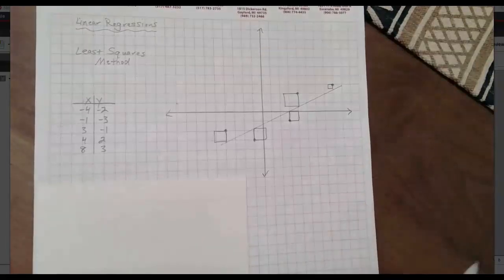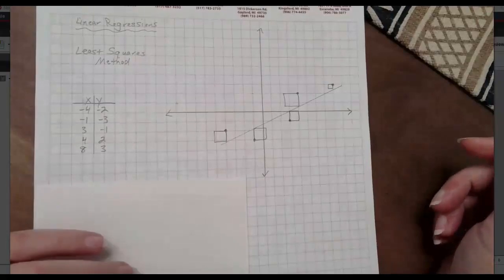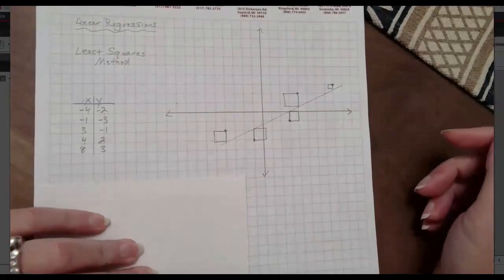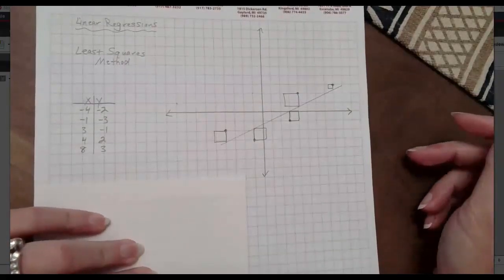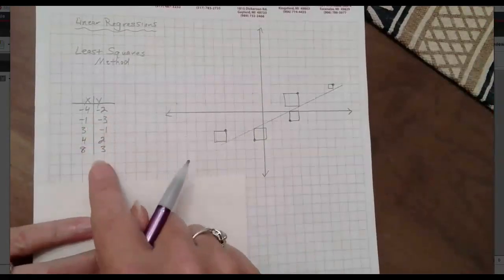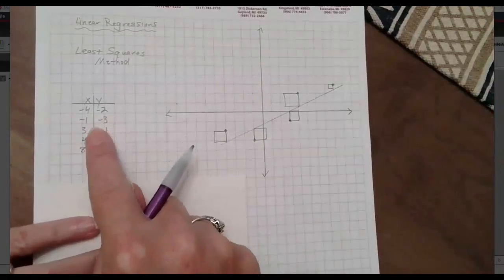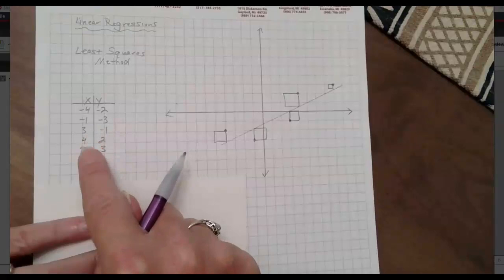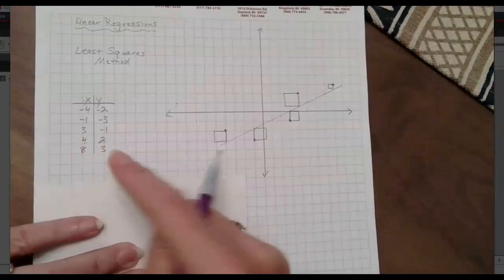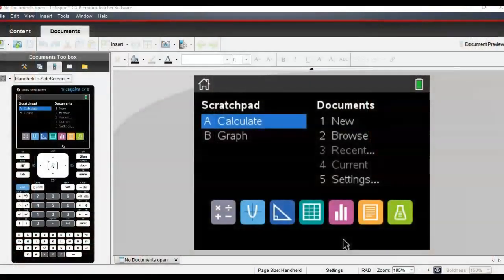Now, can I do this myself? No, not really, and especially not well. So, it is a very good thing that we have our calculators with us today. These are the data points right here that I used: (-4, -2), (-1, -3), (3, -1), (4, 2), and (8, 3). So if we assume those are our data points, let's switch over and take a look at the calculator, shall we?